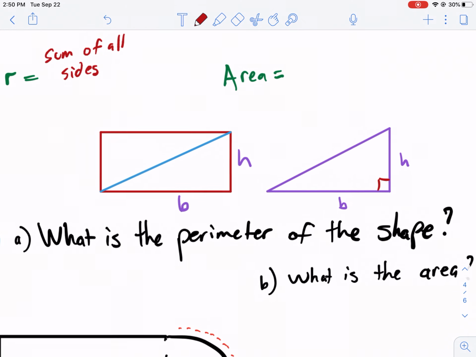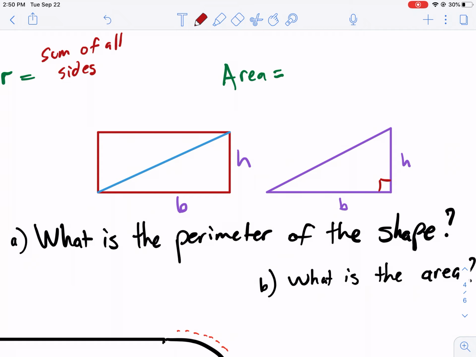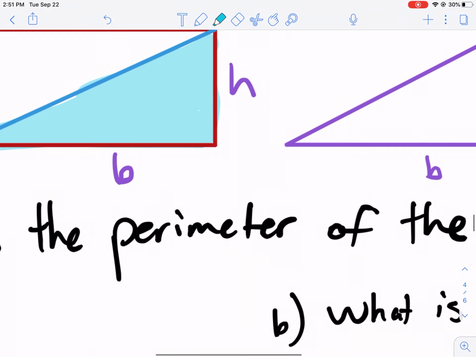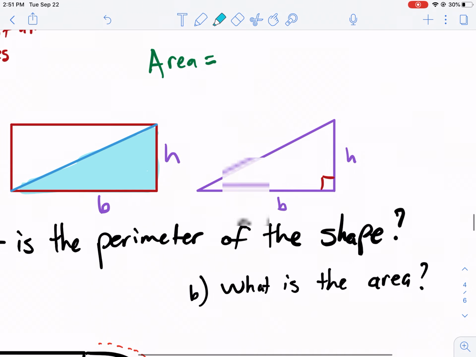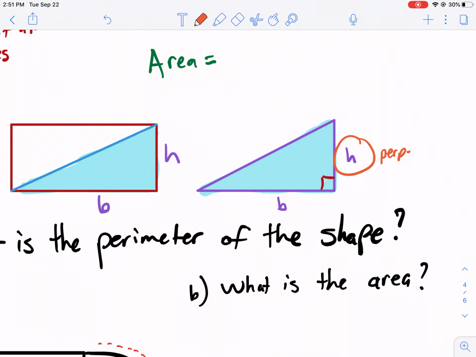Now for a triangle, notice how if we were to draw a rectangle and then cut it in half to draw a triangle, this would represent the area of a triangle, right? This right here in blue. It's the same thing, we just changed the labeling from length and width to base and height. It's important that the height is perpendicular to the base. That's very important. So this height for the formula needs to be perpendicular to the base.